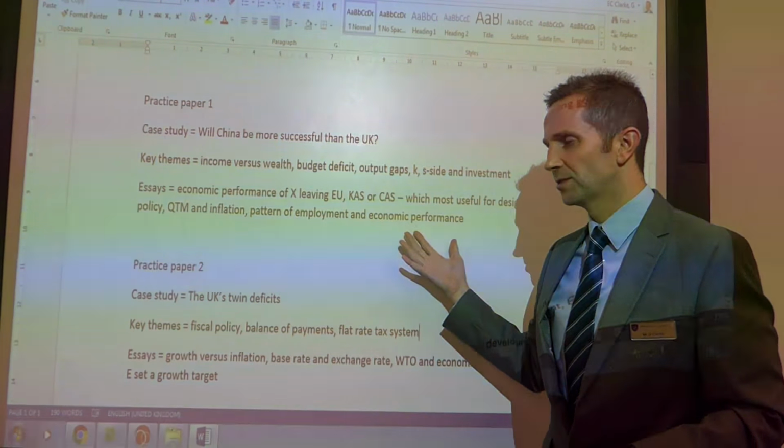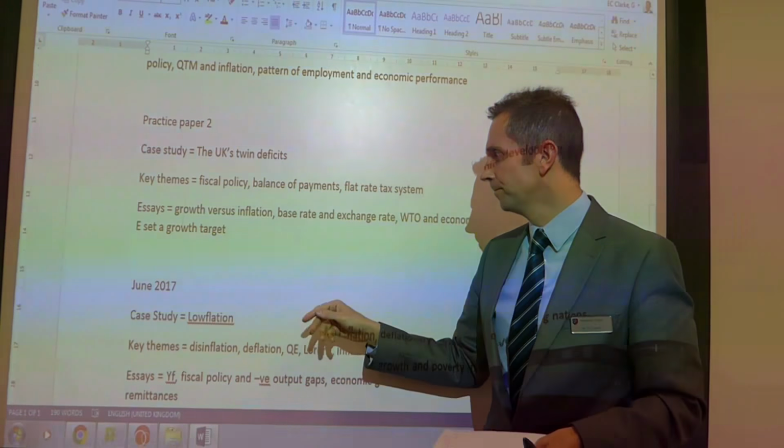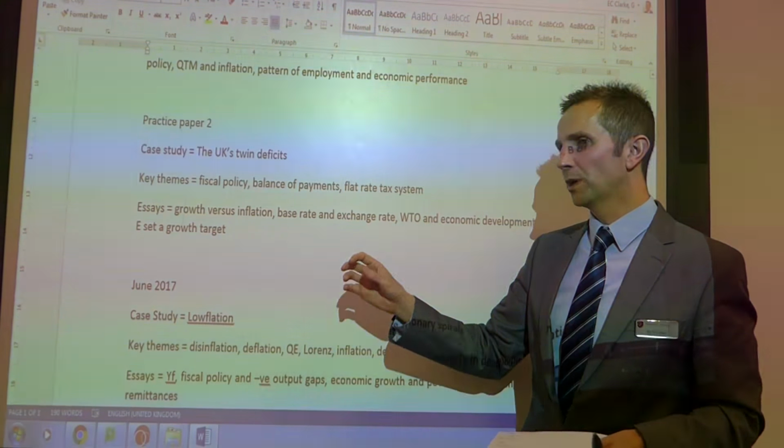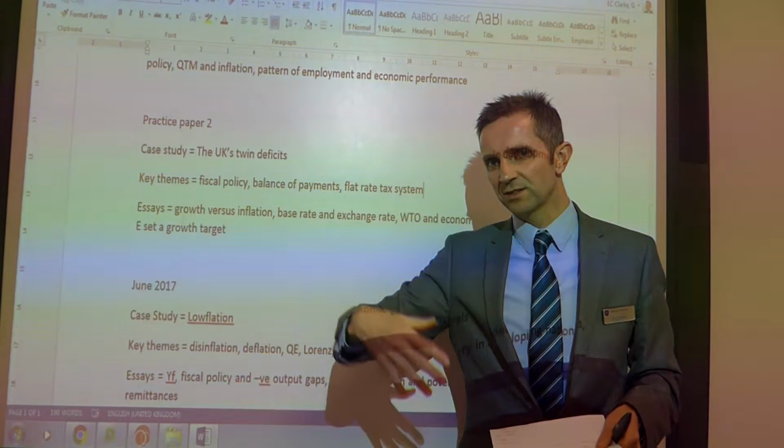Practice paper 2: growth versus inflation, always a popular one that, if it does come up, it's a nice essay. The base rate and the exchange rate, the link between the two, and hence the link into growth, etc., etc. The World Trade Organization and its role in economic development. And then finally, should the Bank of England set a growth target?